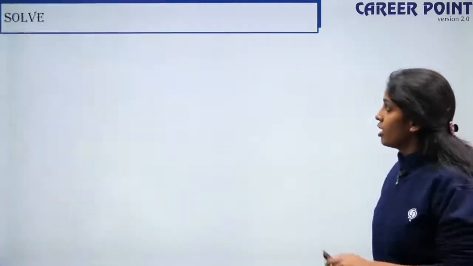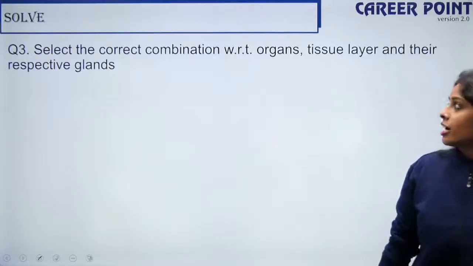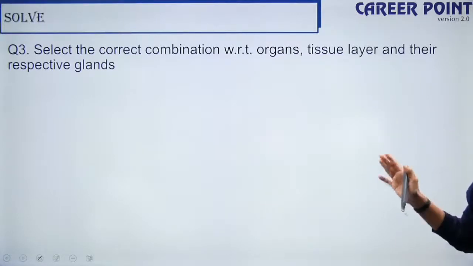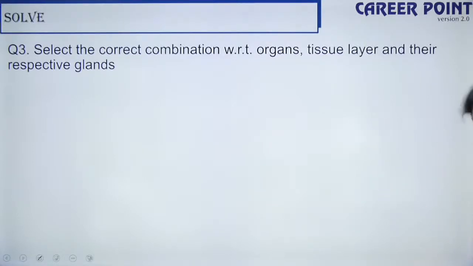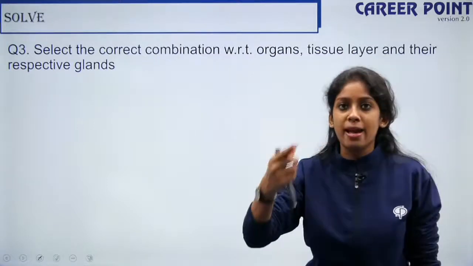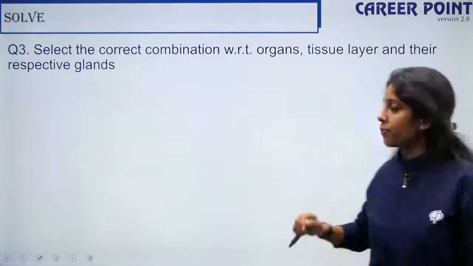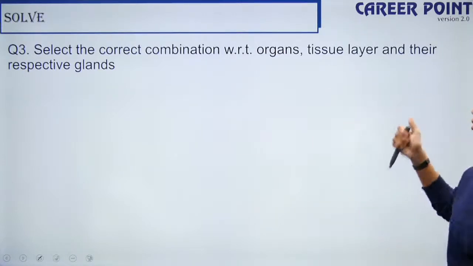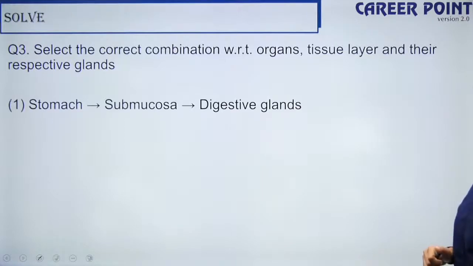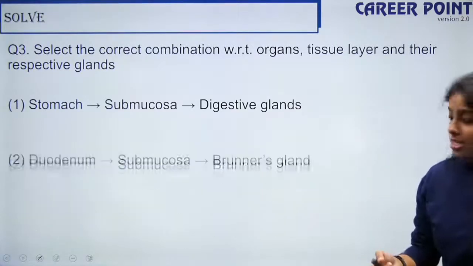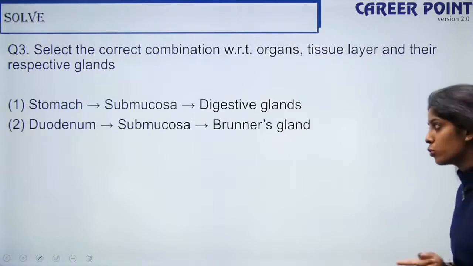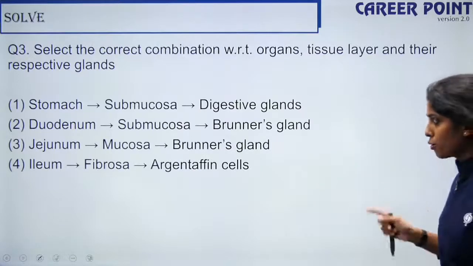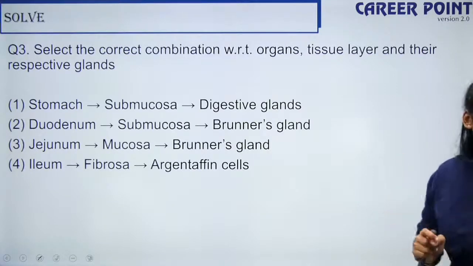Now let's move forward to question number 3. Select the correct combination with respect to organs, tissue layer and their respective glands. Facilitated diffusion and fructose, yes. Facilitated diffusion is a type of passive transport. Yes, you're absolutely right. I want you to select the correct combination with respect to the organs, tissue layer and their respective glands. Stomach, submucosa, digestive glands. Duodenum, submucosa, Brunner's gland. Jejunum, mucosa, Brunner's gland. Ileum, serosa, Argentaffin cells.